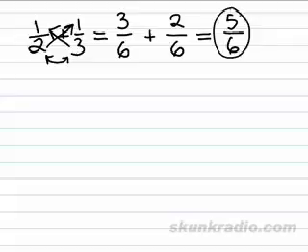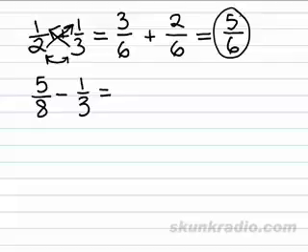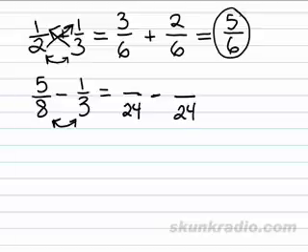The same thing works for subtraction. If we have 5/8 minus 1/3, we can't do this subtraction problem right away. We have to find a common denominator. So we're going to multiply the two denominators together. And oops, I don't want a plus sign, I want a minus sign. I'm preparing my two new fractions here. Okay, so 8 times 3 is 24. I'll write 24 on both denominators.